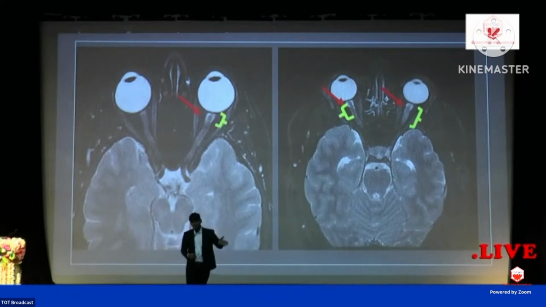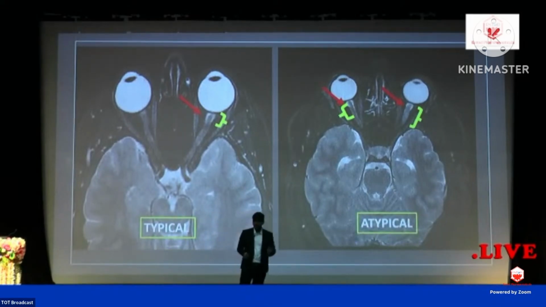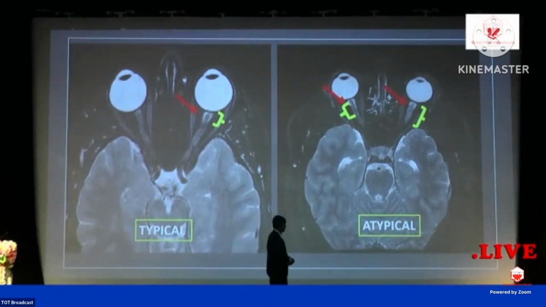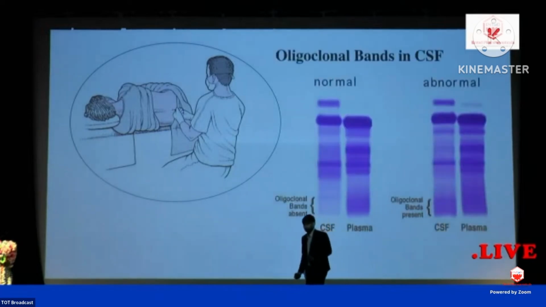If it is a unilateral involvement of less than 3 millimeters, we will consider it a typical one. If it is bilateral involvement of more than 3 millimeters, we will consider it an atypical one. Later on, we will do CSF analysis, in which we will look for oligoclonal bands.